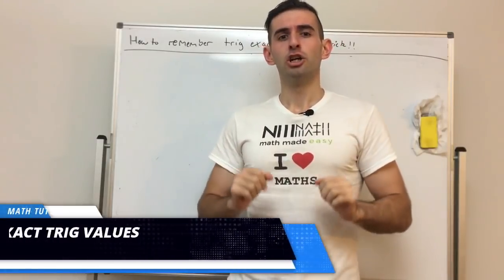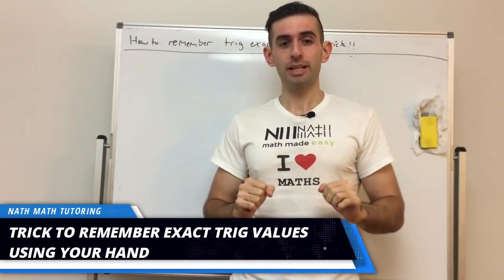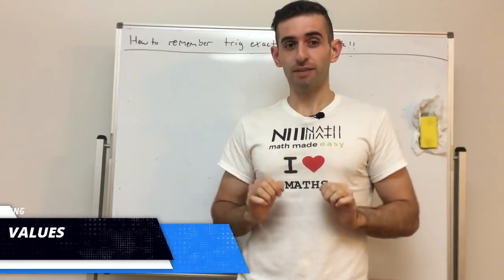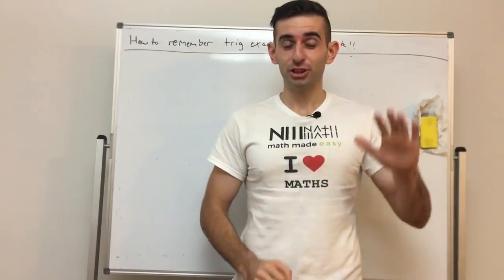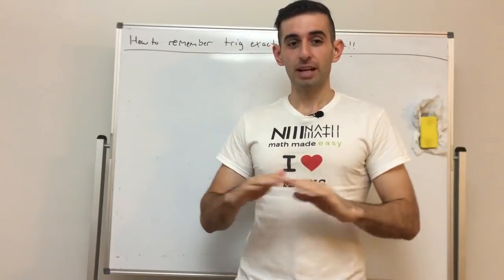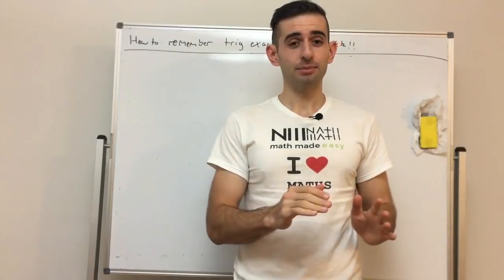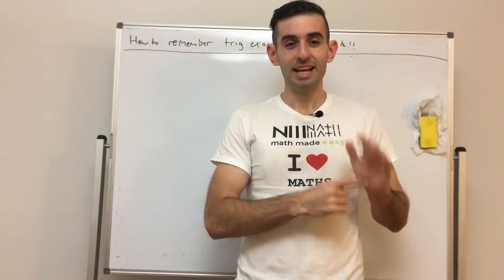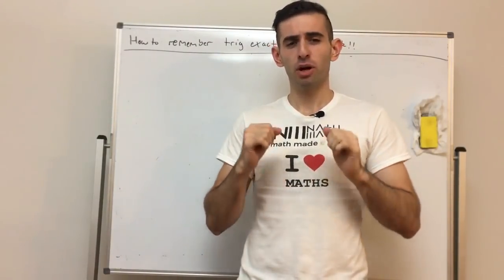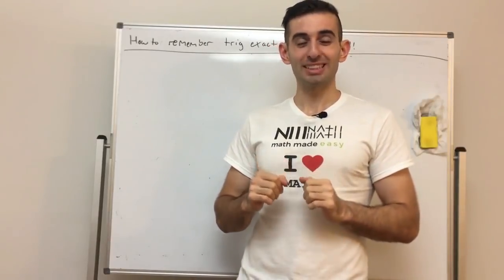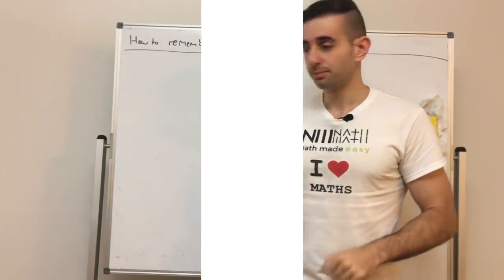Hey everyone, today I'm going to show you a really neat trick on how to remember the exact value ratios for trig just using your left hand. Forget about drawing triangles or using a calculator. We're just going to use our left hand, and make sure you stick to the end to see how we find the values for sine, cos and tan. All right, let's start.